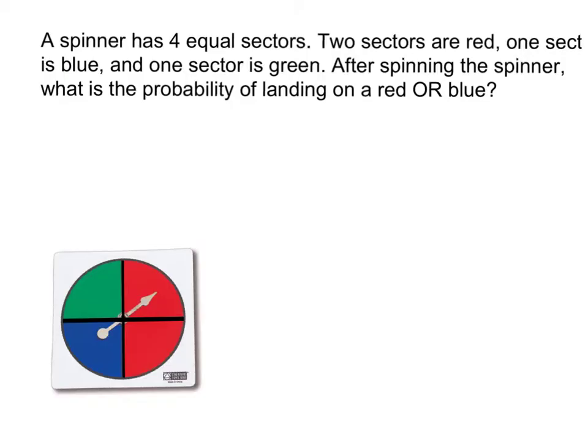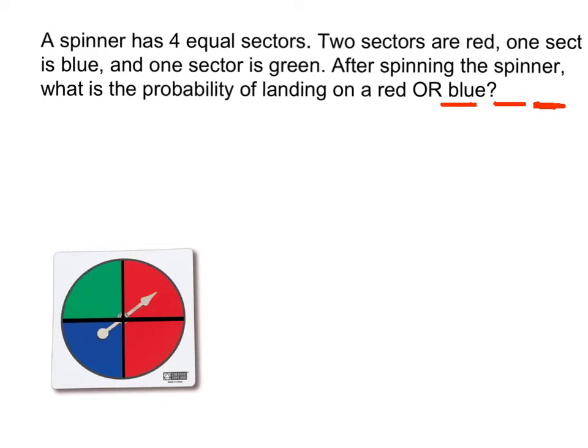Okay, example number 3. This one's going to be a probability question. We have a spinner that has 4 equal sectors. 2 of them are red, 1 is blue, and 1 is green. After spinning the spinner, what is the probability of landing on a red or a blue? Remember, when we have or, we need to find the probability of landing on a red and add it to the probability of landing on a blue.